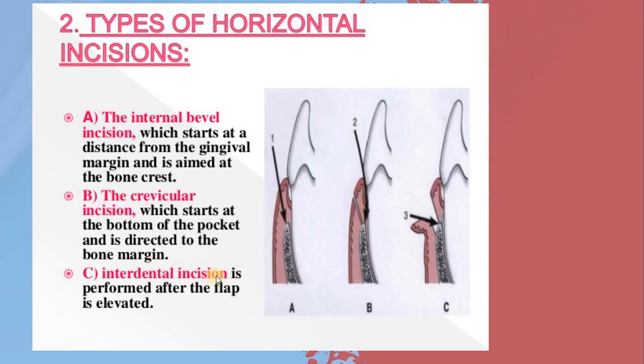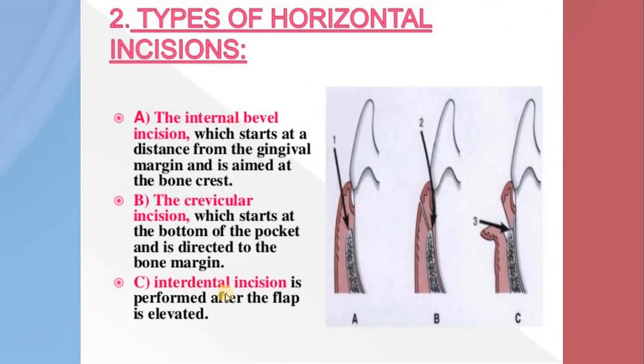While the interdental incision is performed after the flap is elevated. You elevate the flap, and the piece that remained from the internal bevel incision and the sulcular incision, the incision to remove this part is named the interdental incision.